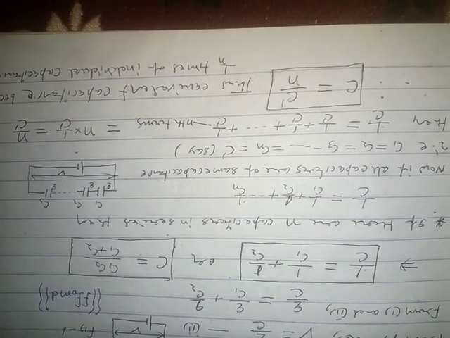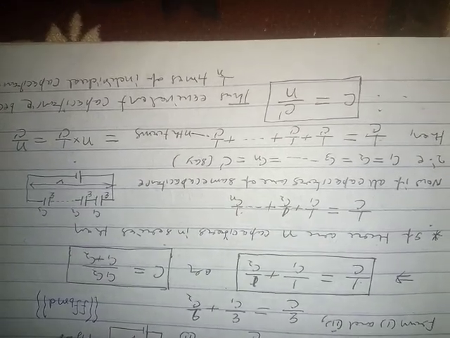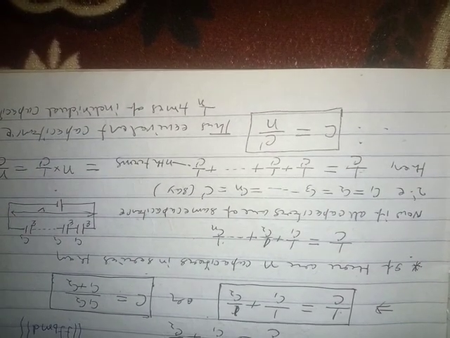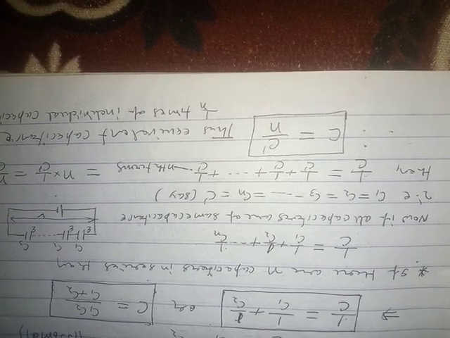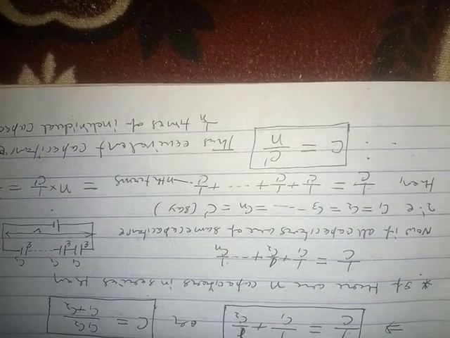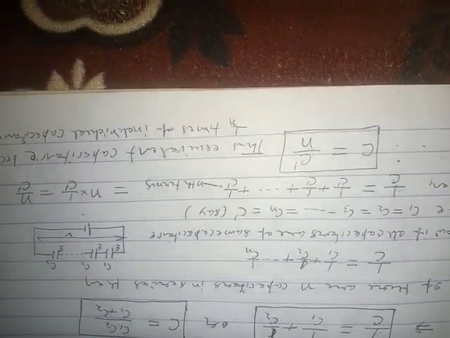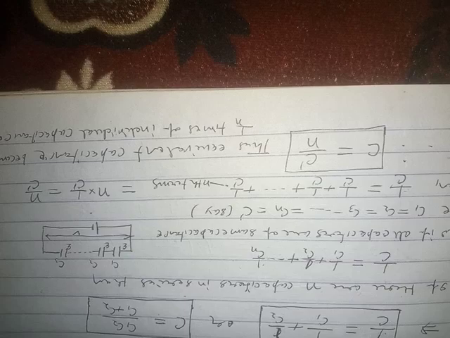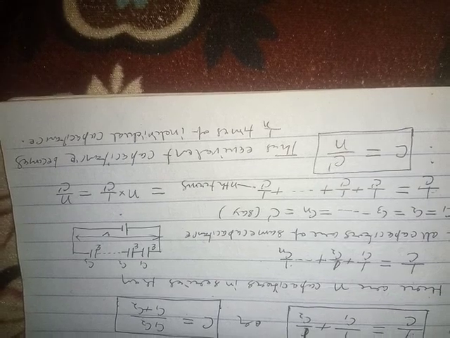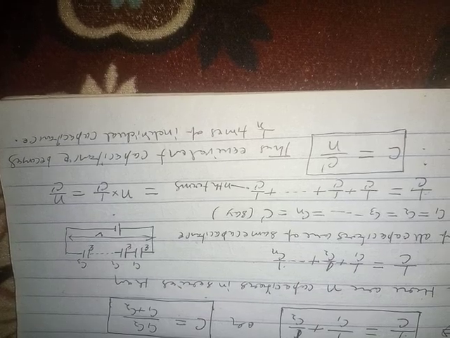If there are n capacitors in series, then 1 by C equals 1 by C1 plus 1 by C2 plus ... 1 by Cn. Now if all capacitors are of the same capacitance, that is C1 equals C2 equals C3 ... equals Cn equals C dash, then 1 by C equals 1 by C dash plus 1 by C dash plus ... nth term, equals n into 1 by C dash, equals n by C dash. Hence C equals C dash by n. Thus the equivalent capacitance becomes 1 by n times the individual capacitance.